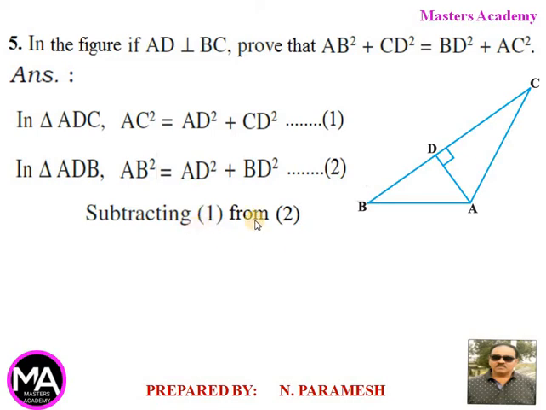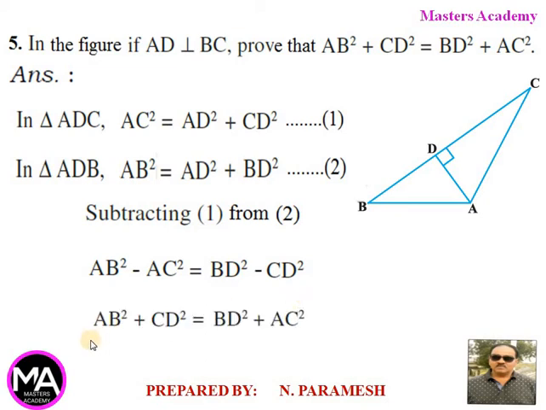Subtracting equation 1 from equation 2, AB square minus AC square is equal to AD square get cancelled, BD square minus CD square. AB square plus CD square is equal to BD square plus AC square.